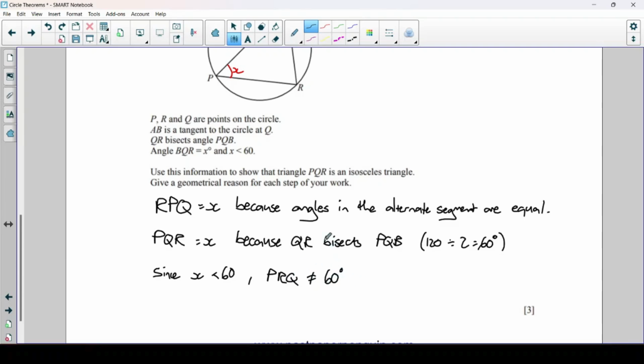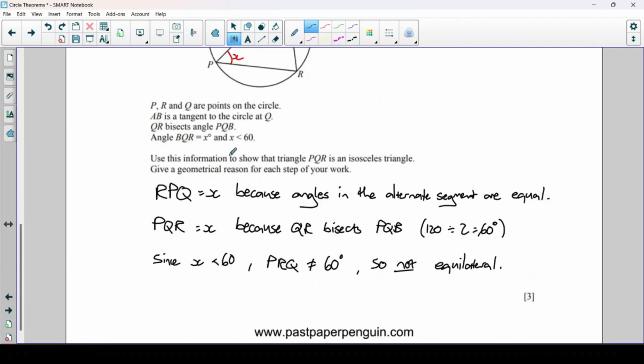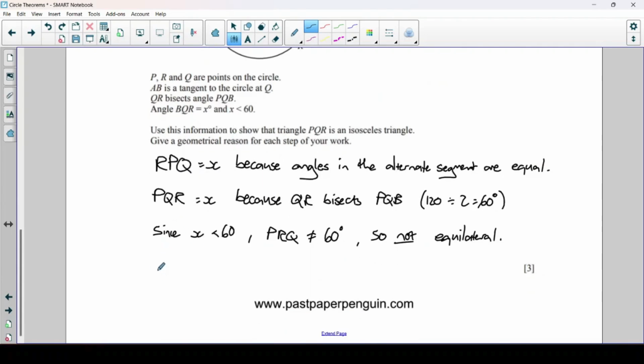PRQ is not equal to 60, and for that matter, nor are any of the others. So it's not equilateral. And then we know that RPQ equals PQR. Therefore, because we've got those two angles equal, we have an isosceles triangle.